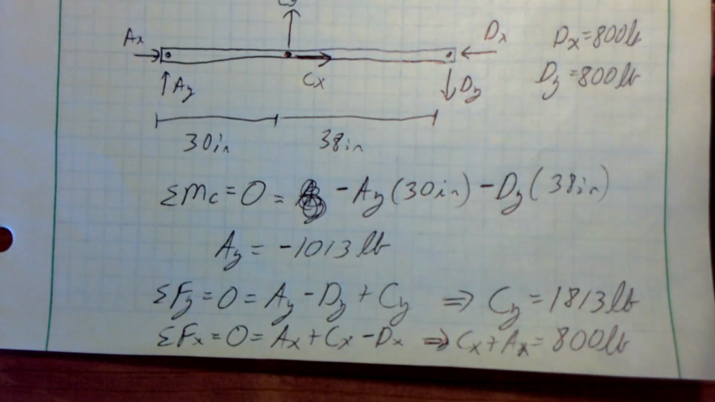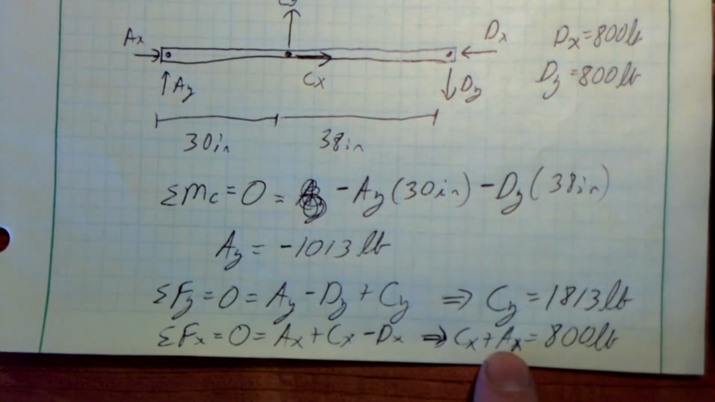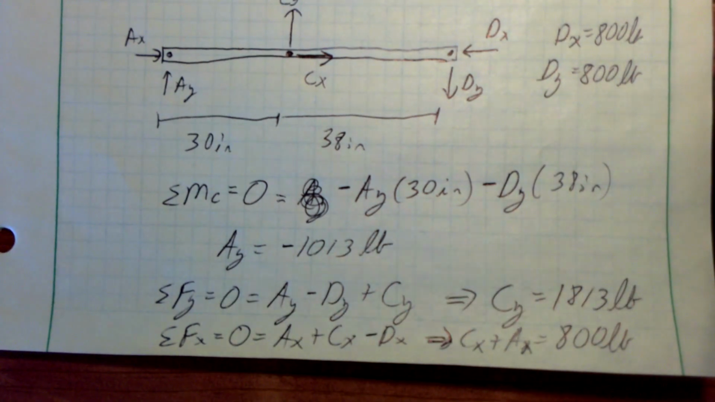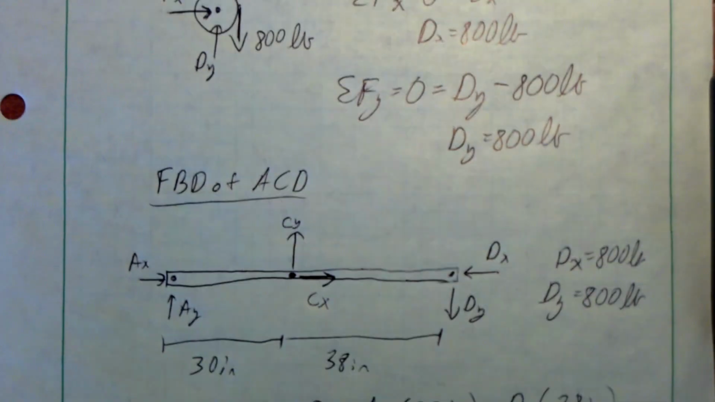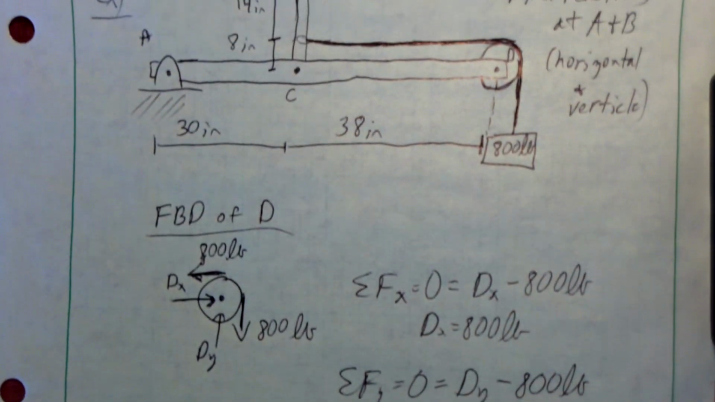Okay. So again, I can't solve for either of these. I can only write 3 equations from one free body diagram, but I can put them in terms of each other. So that gives me another equation. So what I can do then, I can do one of 2 things.